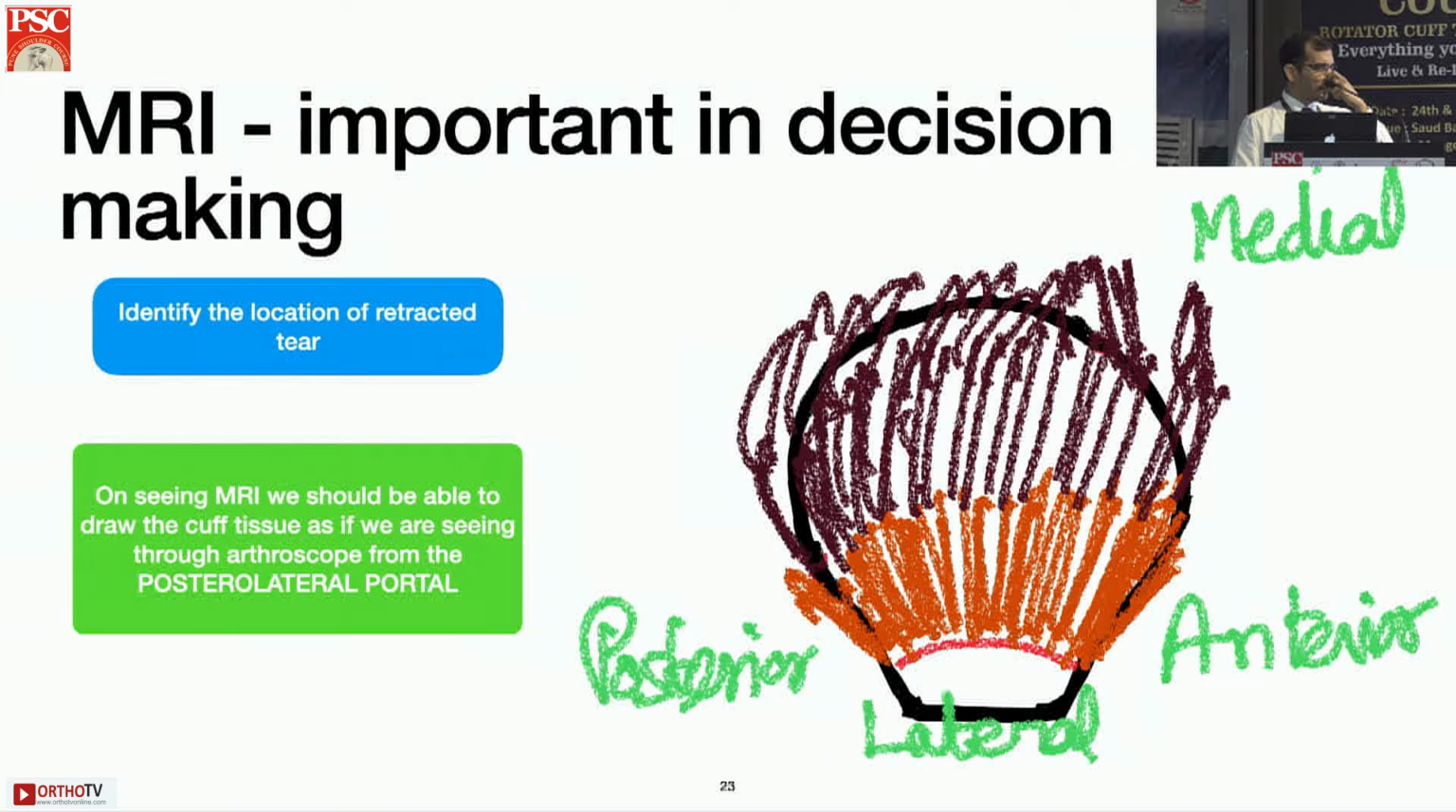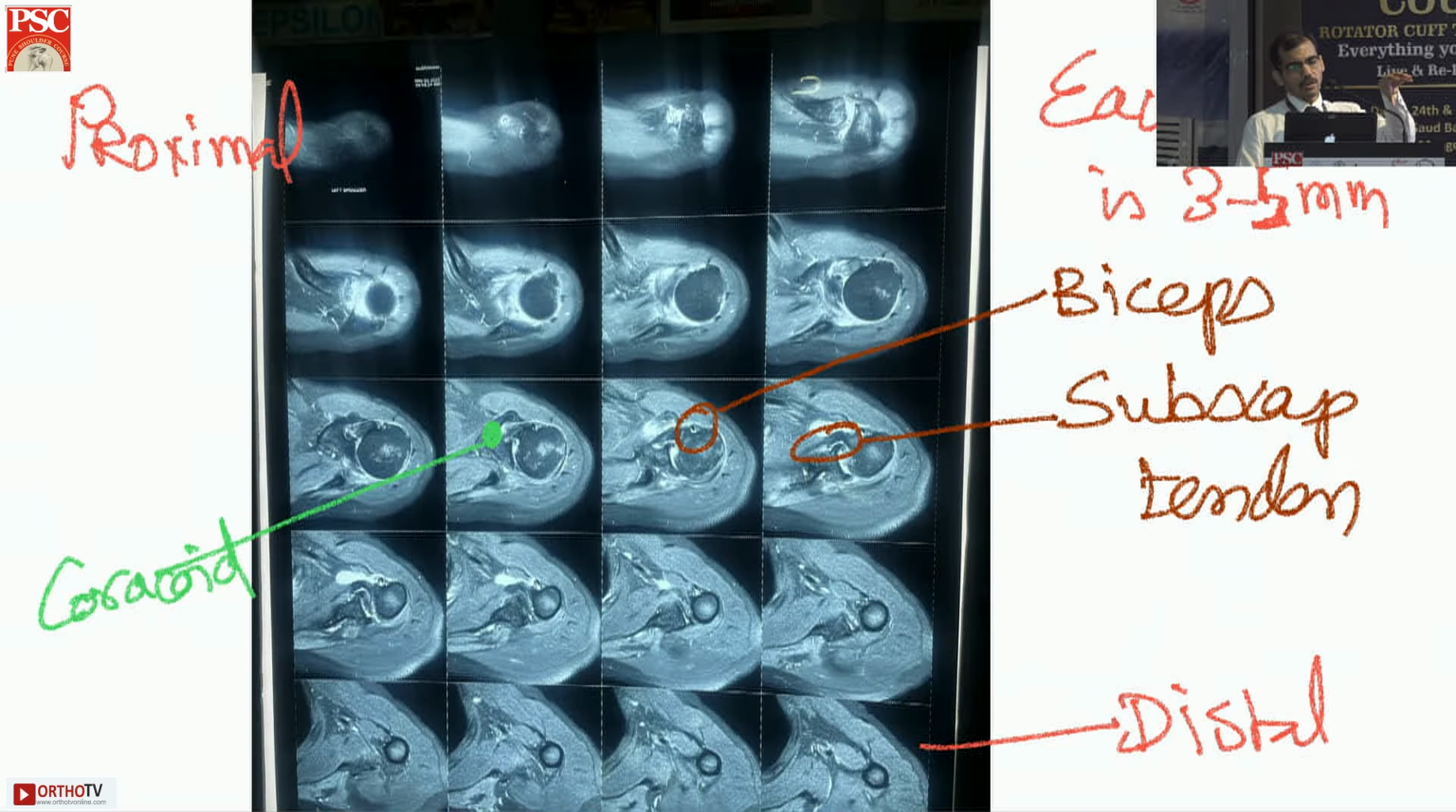And how to assess this is only with MRI. I think this is something the beginners have to understand: when you see the MRI, you have to get in your mind a picture as if you are seeing the posterolateral portal of the arthroscopy. So when you see an MRI, try to identify this is the axial cut which I am showing. The most top one is the proximal one and the most bottom is the distal shaft we are seeing. First look at the coracoid process. The next 2 slices after the coracoid process, we will see the subscapularis. Whether the subscapularis is ruptured or not is the first thing you need to know in any patient coming with a massive cuff tear.